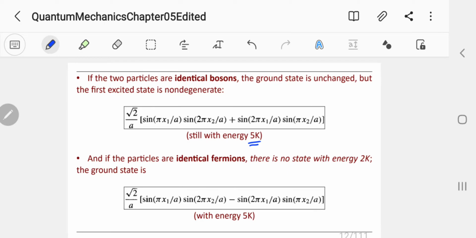And for the identical fermions, there's no energy state with 2k, but the ground state is 5k. Why is that? Because you cannot put two particles in the same state. For bosons you can have two bosons in the ground state, but for two fermions, one should be in the ground state and the other one should be in the first excited state or the other excited states. So this means that your ground state energy for fermions is 5k.